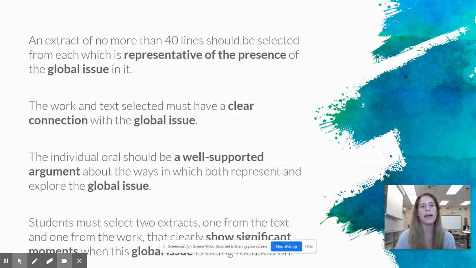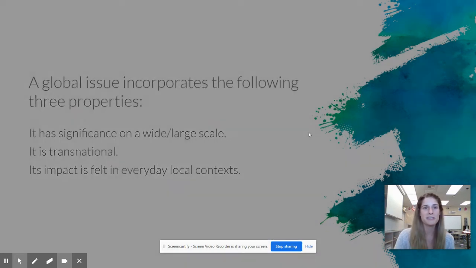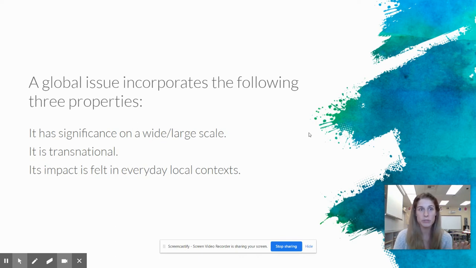It should also have a clear connection with the global issue, and you're going to be developing a well-supported argument that explores the ways in which both texts that you've selected represent and explore the global issue. And they should show significant moments, the two texts that you select, when this global issue is being focused on. So that begs the question, what is a global issue?